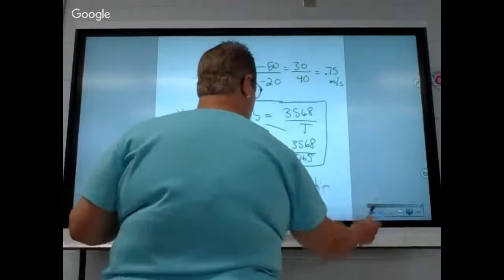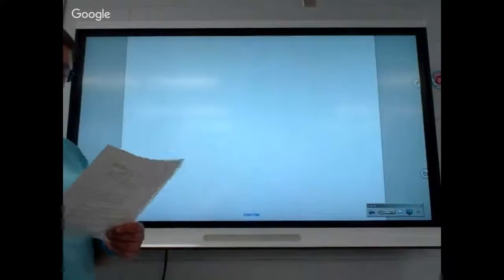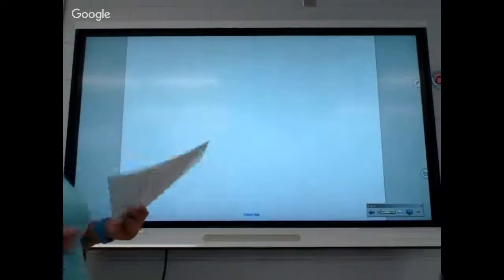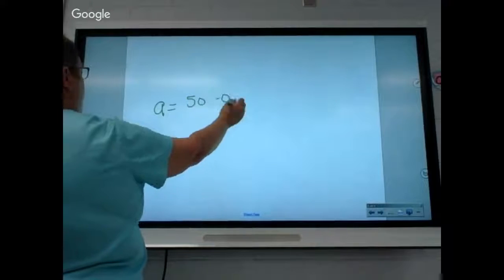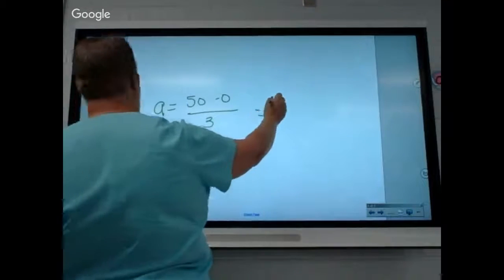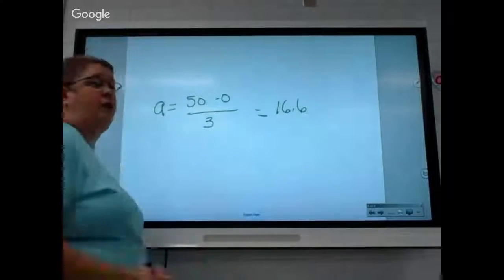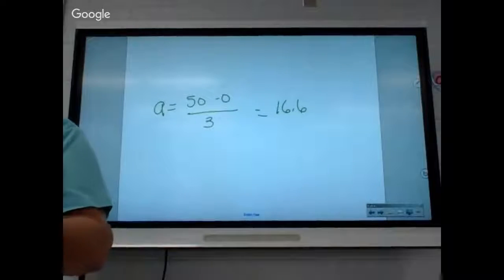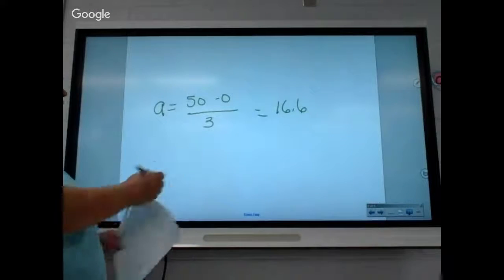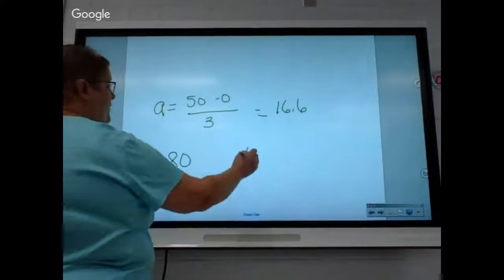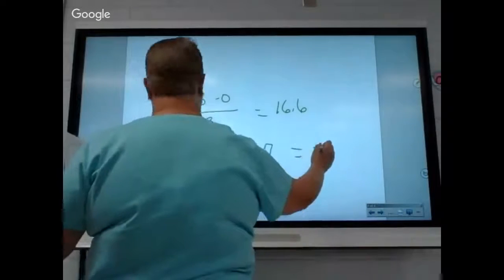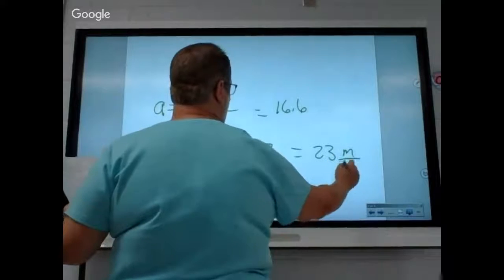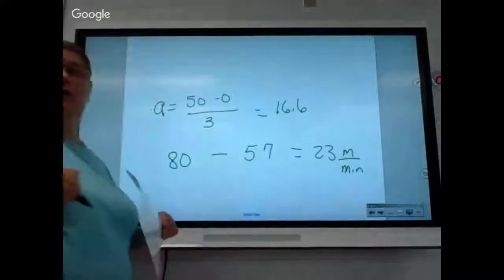All right, number 9. A car accelerates. This one I didn't give you all the units, so you can't do all of this one with the units. You go from 50 to 0, divided by 3, and you get an answer of 16.6. But you can't put a unit on that one because I left some of the units out. And the last one, number 11, you get 2 speeds. You get a speed of 80, a speed of 57, and then you have to subtract them, and you get 23 meters per minute for your final answer. Questions?